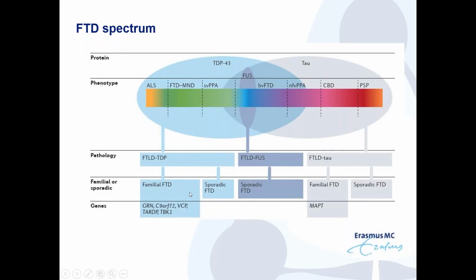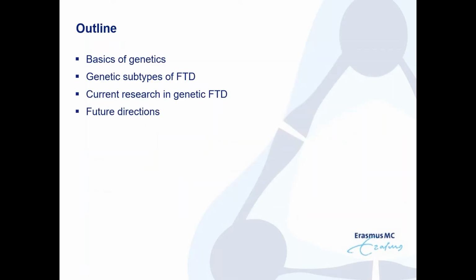Most cases of FTD are sporadic, which means that it's not familial, but a smaller proportion of FTD is caused by genetic mutations, which can be passed on from parents to their children. In this presentation, I will focus on that genetic type of FTD. So in order to do so, I will first explain some of the basics of genetics to you. Then I will give a short overview of the different genetic subtypes of FTD. And finally, I will discuss some of the different research in genetic FTD and our plans for the future.